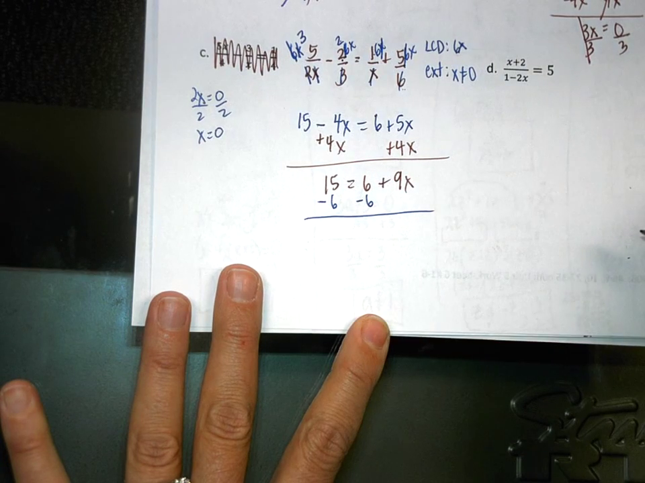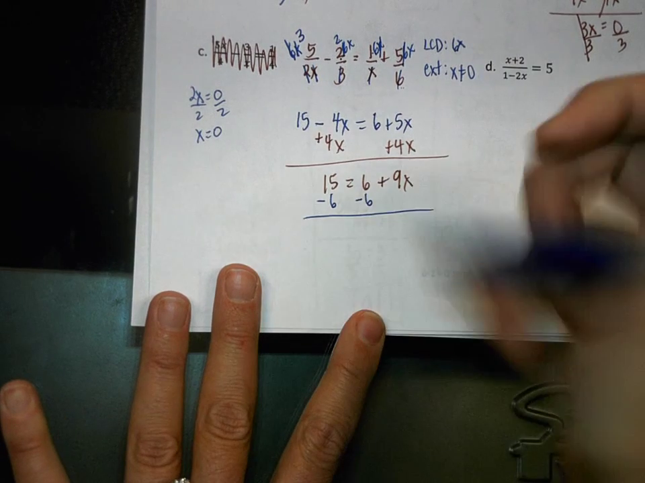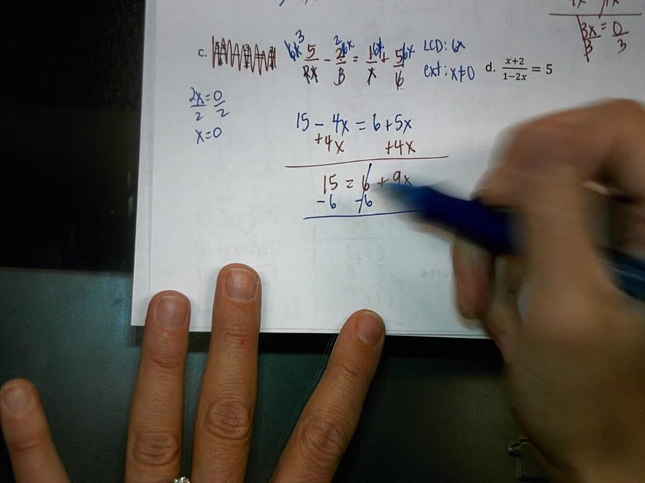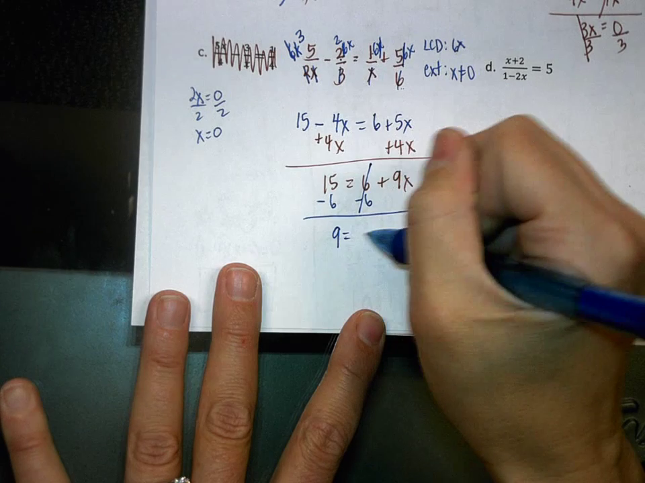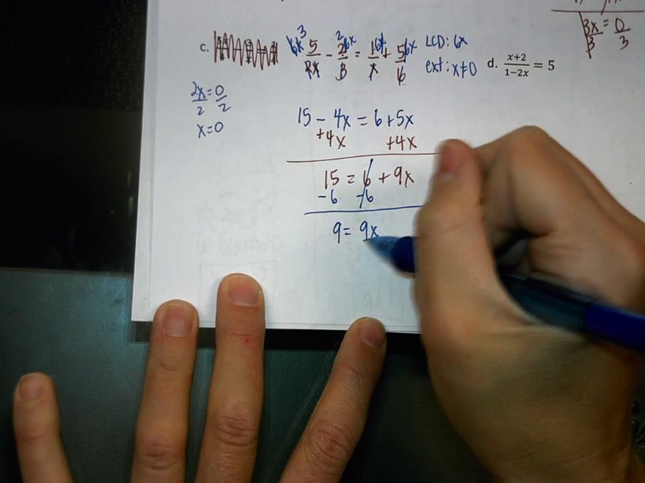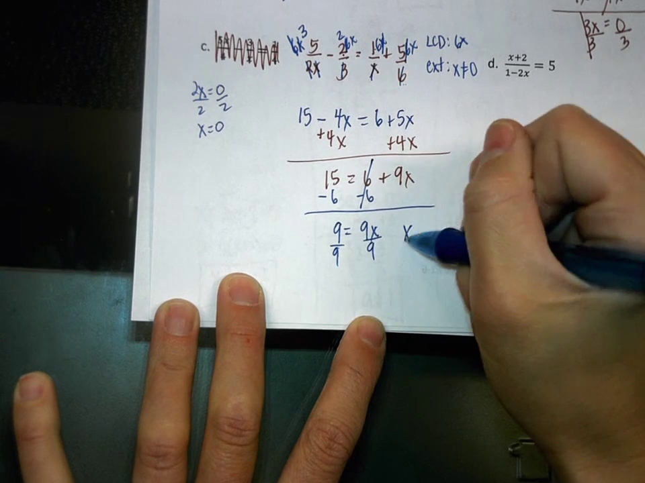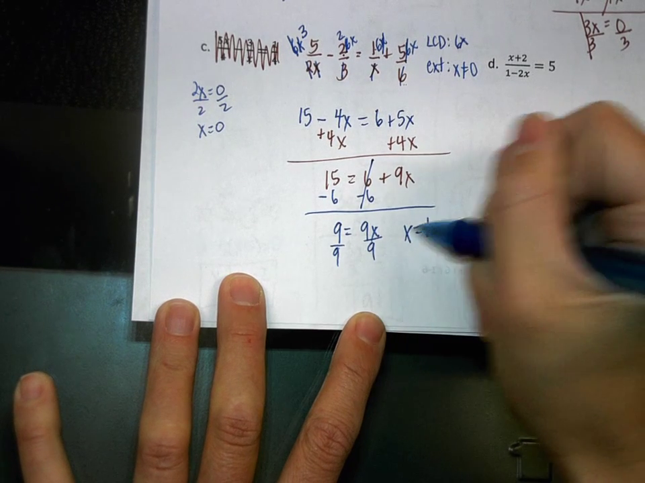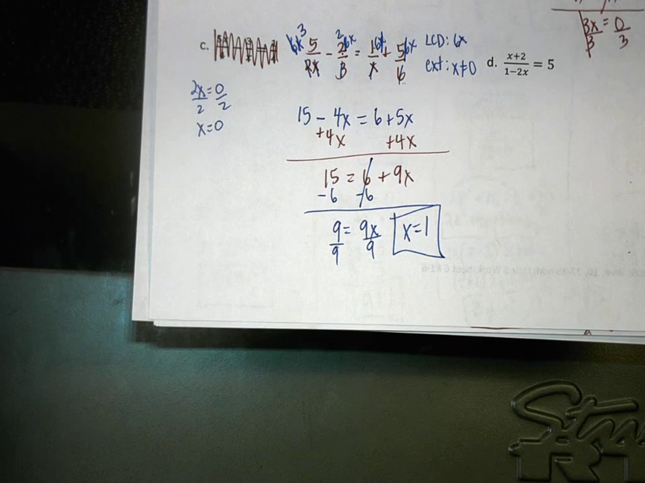And then next I'm going to subtract 6, right? Either way, however you did it, if you did the opposite way, that's fine. And 15 minus 6 is 9, so we have 9 equals 9x. And then my last thing would be to divide by 9. And so x equals 1. And it's not an extraneous solution, so I'm good.